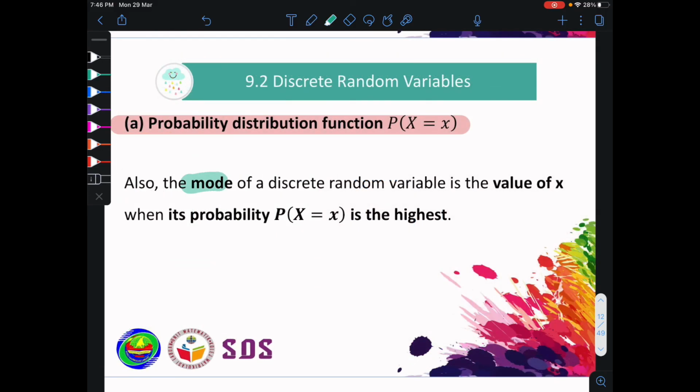Also, the mode of a discrete random variable is the value of X when its probability P(X = x) is the highest.